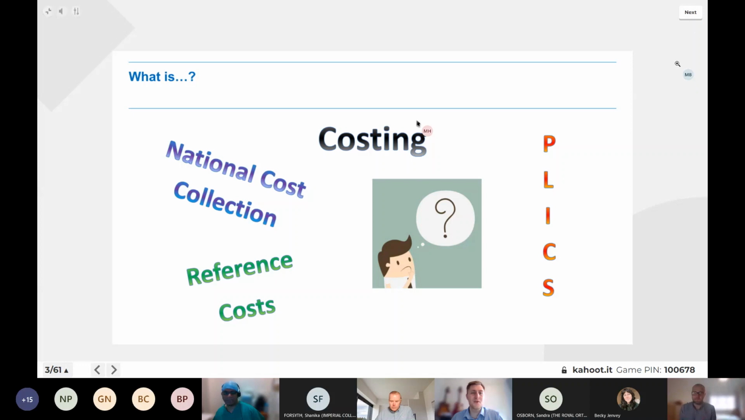Apologies if it's a little bit slow clicking between them. So in my section's presentation, I'll be explaining what costing, reference cost, PLICS and the national cost collection is.